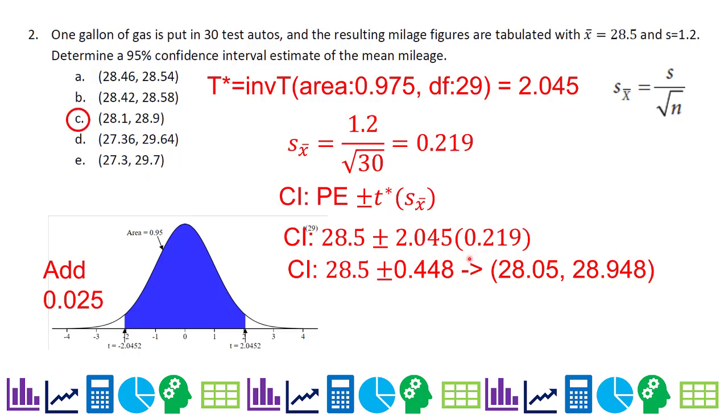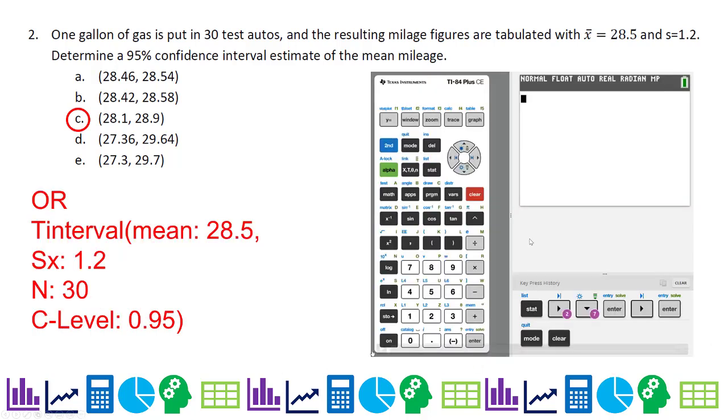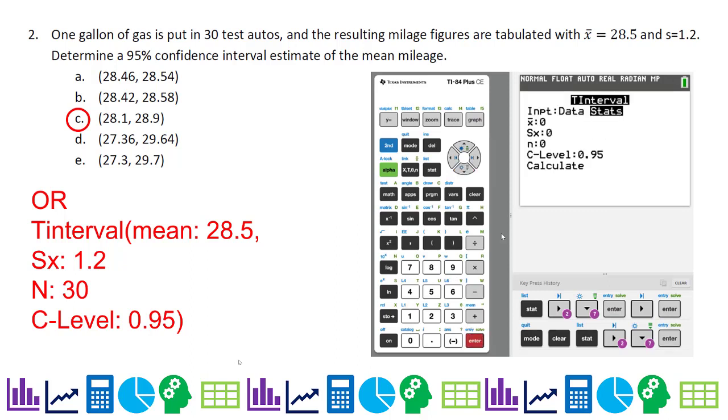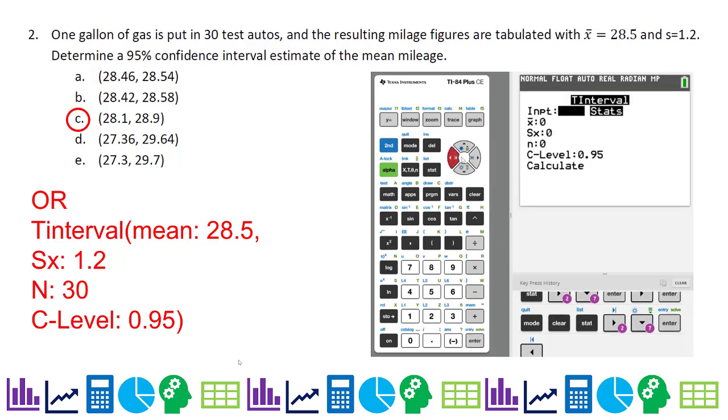But here's the good news. When doing multiple choice, you can definitely do a shortcut using the calculator. So we're going to hit Stat, go to Test, and we're going to do a t interval because we're dealing with means. Hit Enter. We have a choice between data and stats. If I had data, it would let me put in a list, but I actually have statistics, including the mean and the standard deviation.